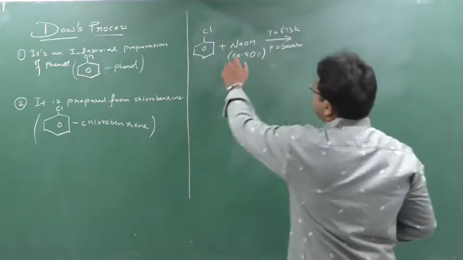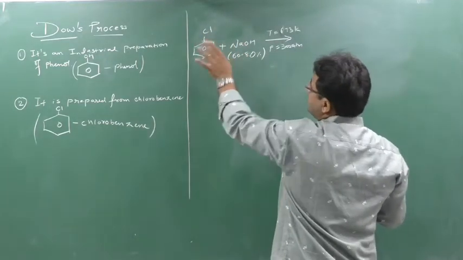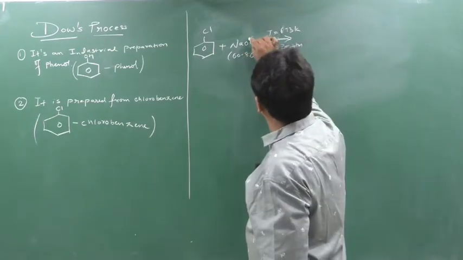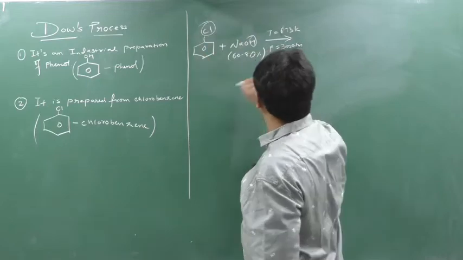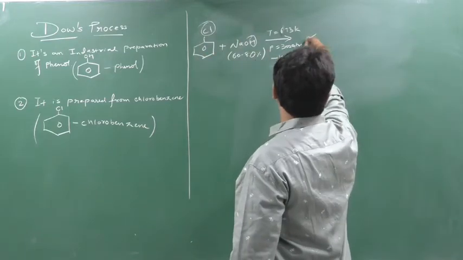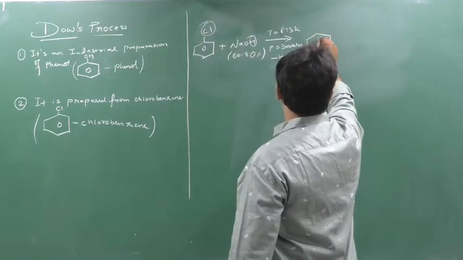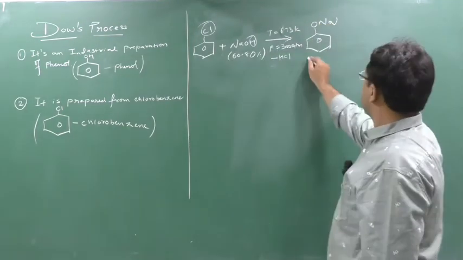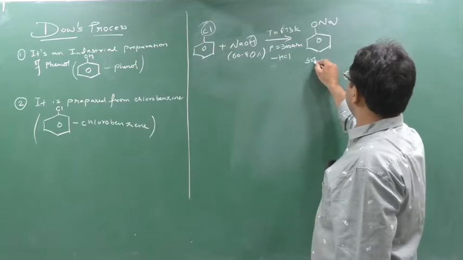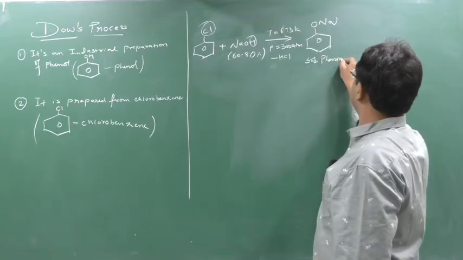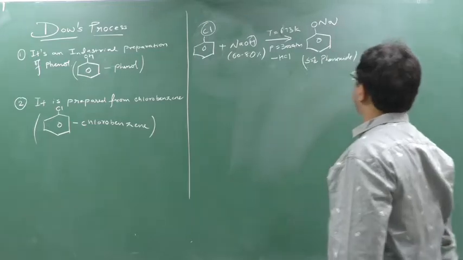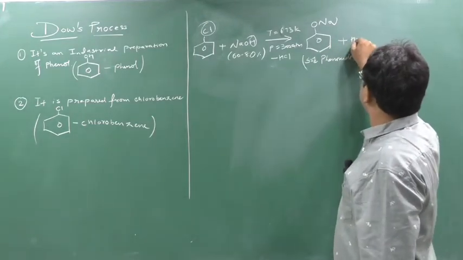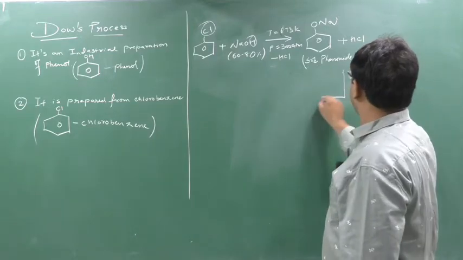So please do not directly make NaCl and OH. No, it's not possible. You will understand the mechanism. First what will happen, this H and this Cl will combine together to form HCl, and on the ring we are forming sodium phenoxide. So in the first step sodium phenoxide is formed. In the first step what are you preparing? Sodium phenoxide.